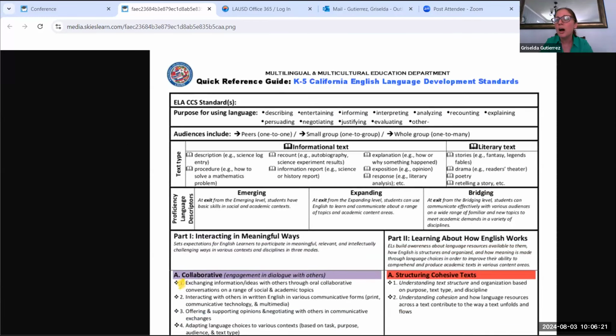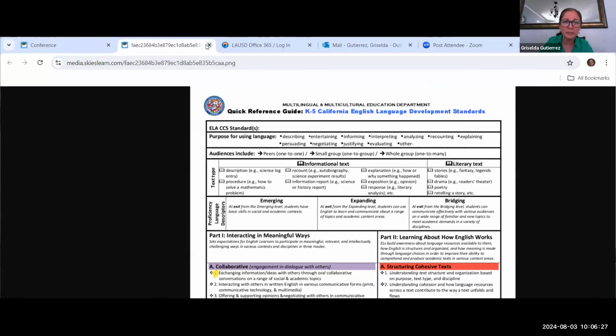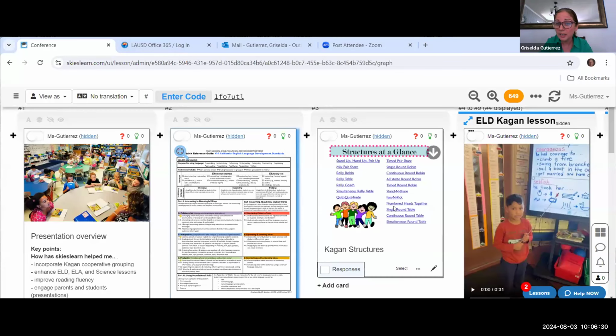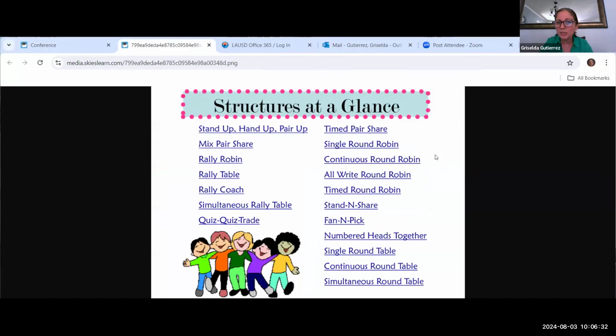Our school has been pushing Kagan strategies, which is good because it's all about cooperative learning. They call them structures. One of the main ones I focus on is Stand Up, Hand Up, Pair Up, because it's the quickest and easiest way for me to get my kids to stand up, put their hand up, and pair up. And automatically I tell them they have to choose different partners so they get to speak to different kids.